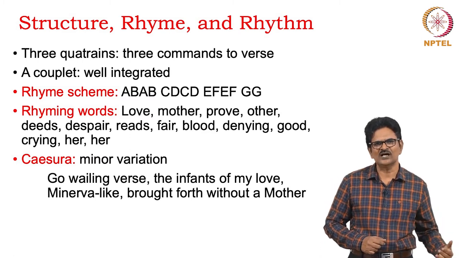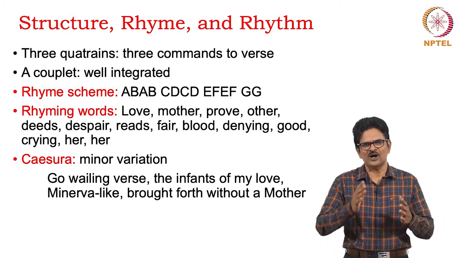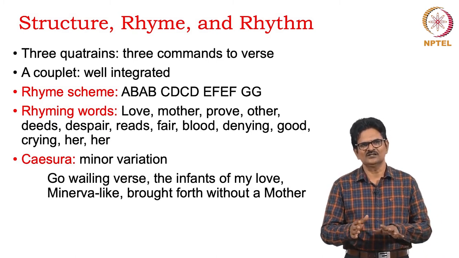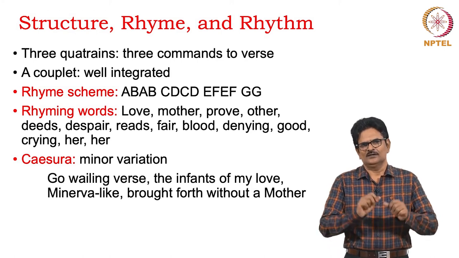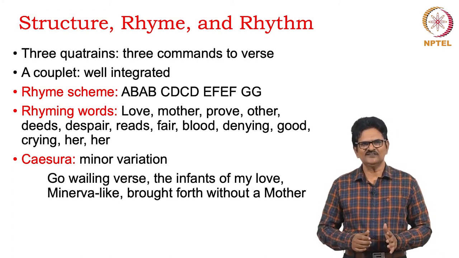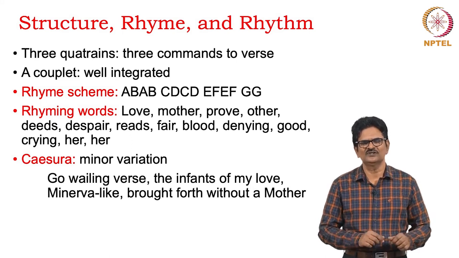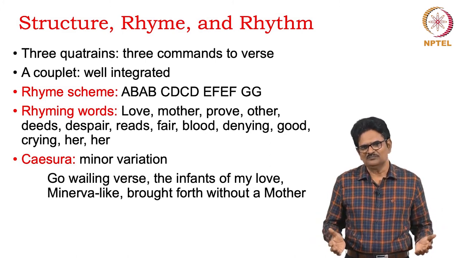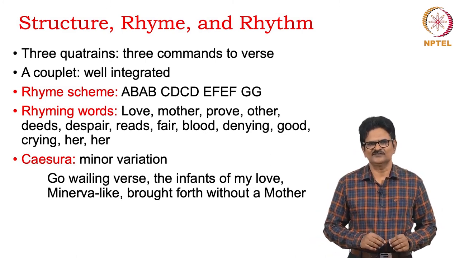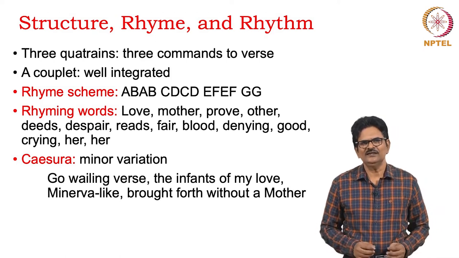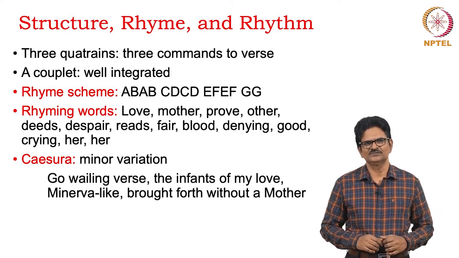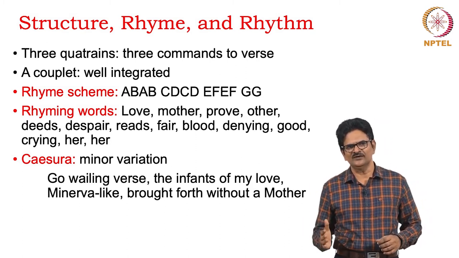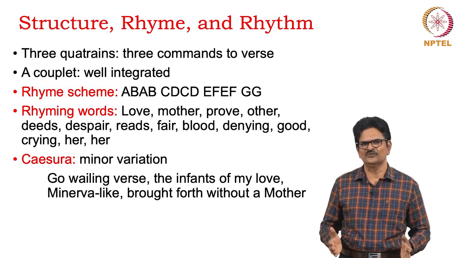We have a caesura without minor variations. If you count the number of syllables, you will find most of them have 4 or 5 syllables after this caesura. Go wailing verse, Minerva like, if you count the number of syllables, you will find almost similar. So, we do not have much variation, but there are caesuras. We can also see end stopped lines throughout the poem, and that means there is a kind of attempt to break the end of, or the impasse in, the love of this lady.